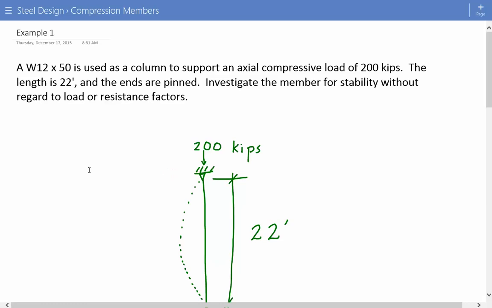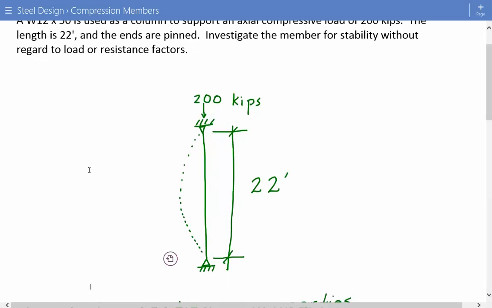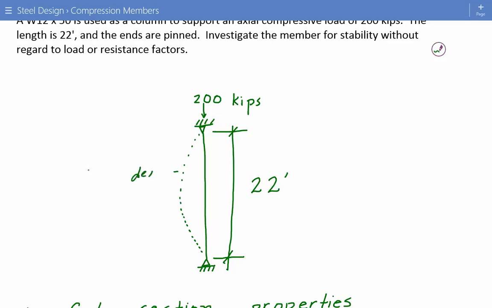And here's our figure over here. It's a pin column. And the dotted line is just to give you an idea of the deflected shape. And the length is 22 feet. So the objective is to calculate the critical buckling load and compare it to the applied compressive load.